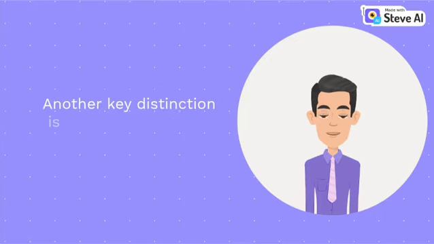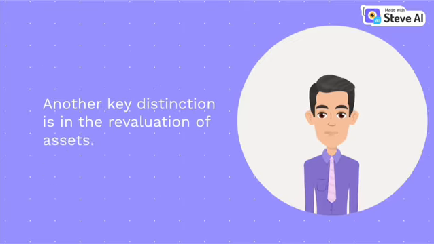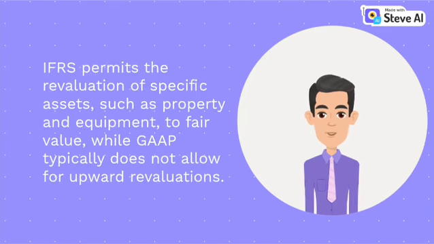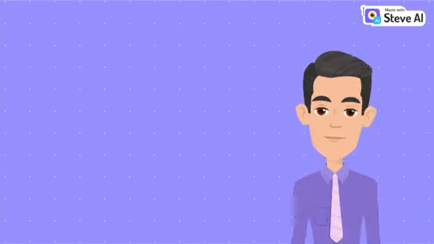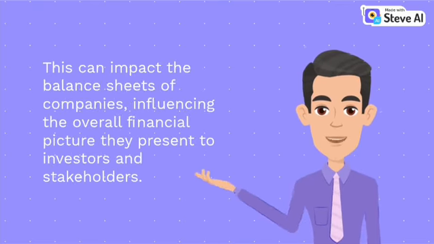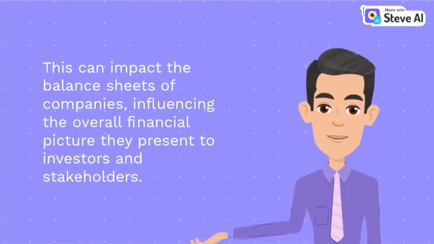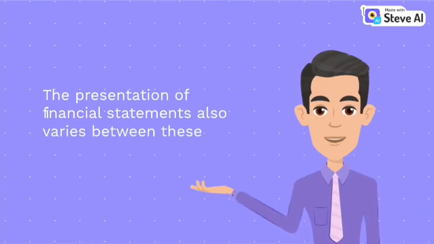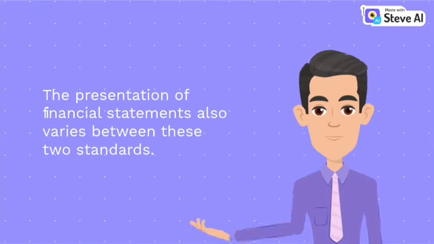Another key distinction is in the revaluation of assets. IFRS permits the revaluation of specific assets, such as property and equipment, to fair value, while GAAP typically does not allow for upward revaluations. This can impact the balance sheets of companies, influencing the overall financial picture they present to investors and stakeholders. The presentation of financial statements also varies between these two standards.